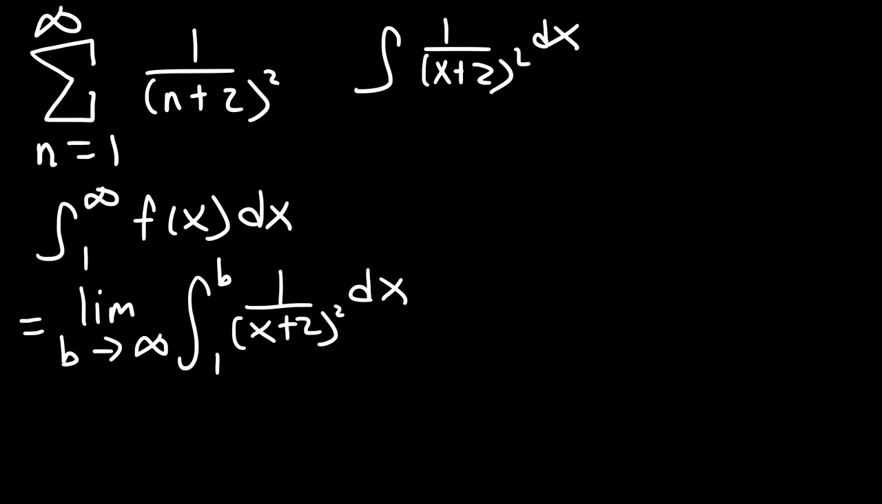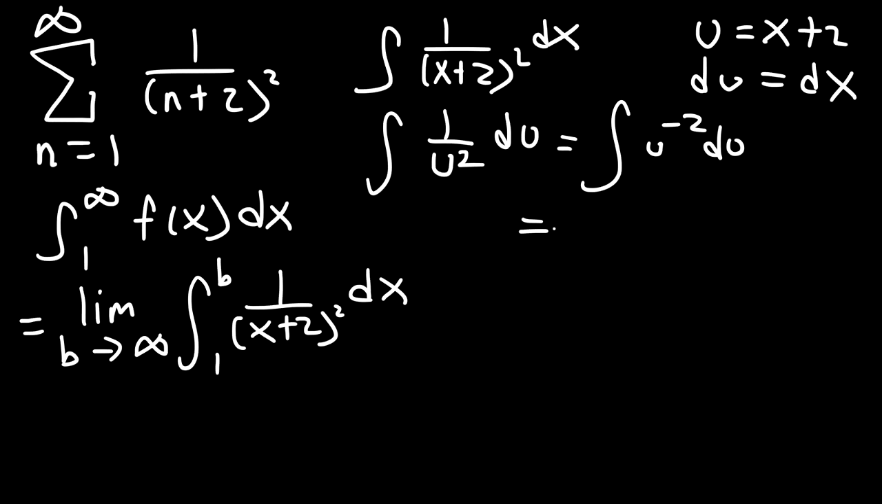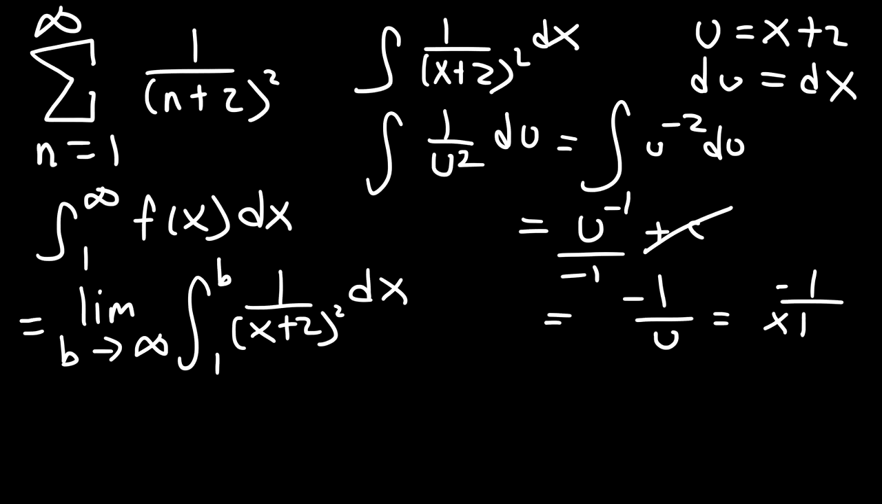So we need to do u-substitution. Let u equal x plus 2, and so du is equal to dx. So we have the integral of 1 over u squared times du. We can write it as u to the negative 2, and then using the power rule for integration, negative 2 plus 1 is negative 1. So this is going to be negative 1 over u. We really don't need the c here. Replacing u with x plus 2, it's going to be negative 1 over (x + 2).